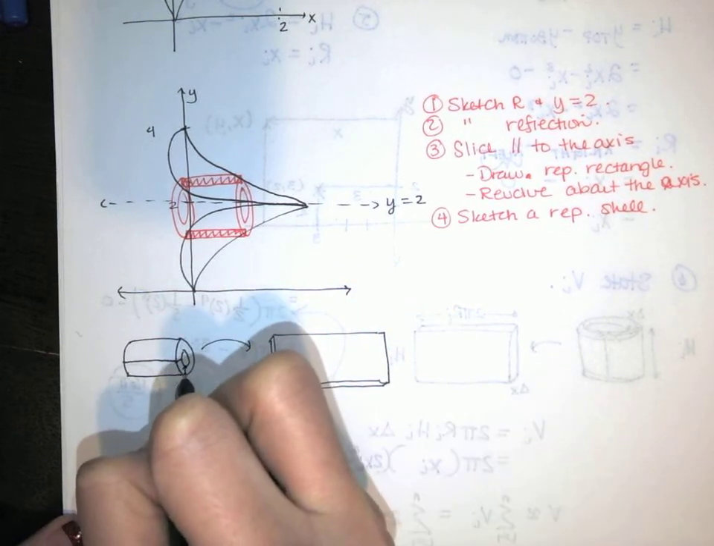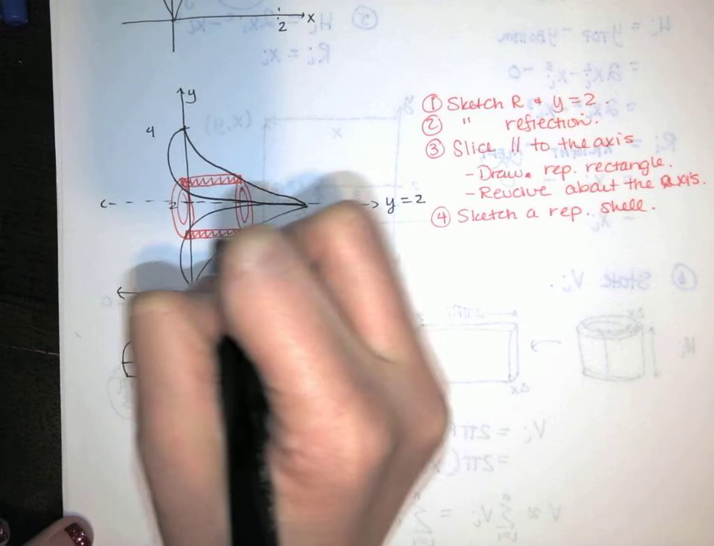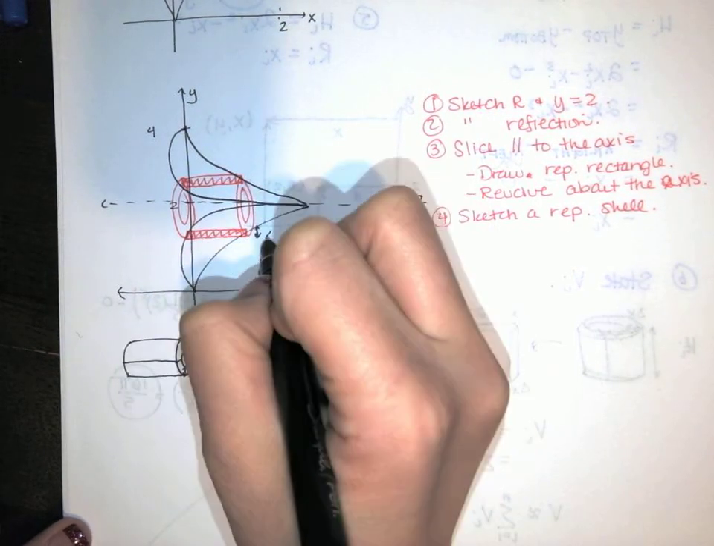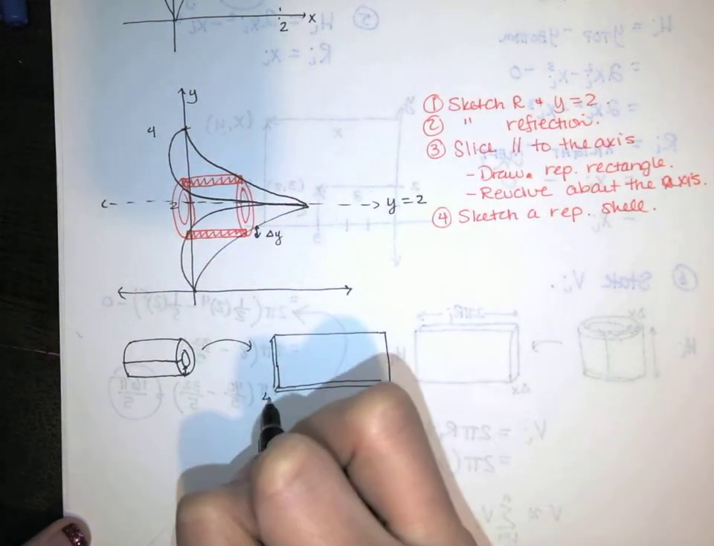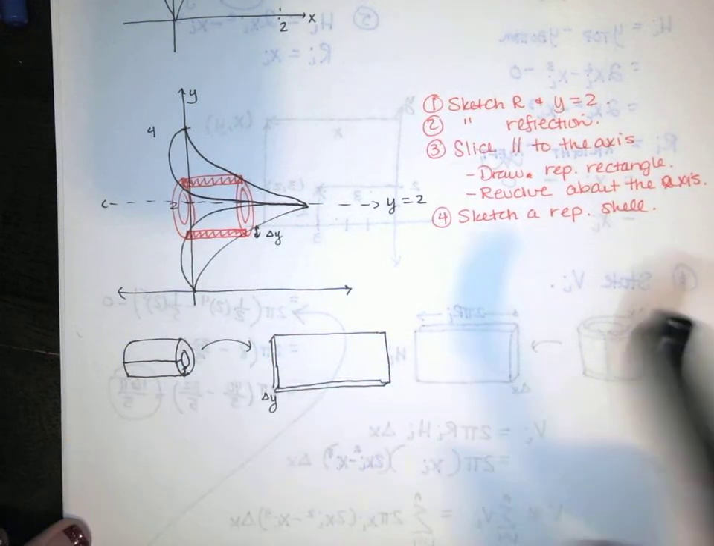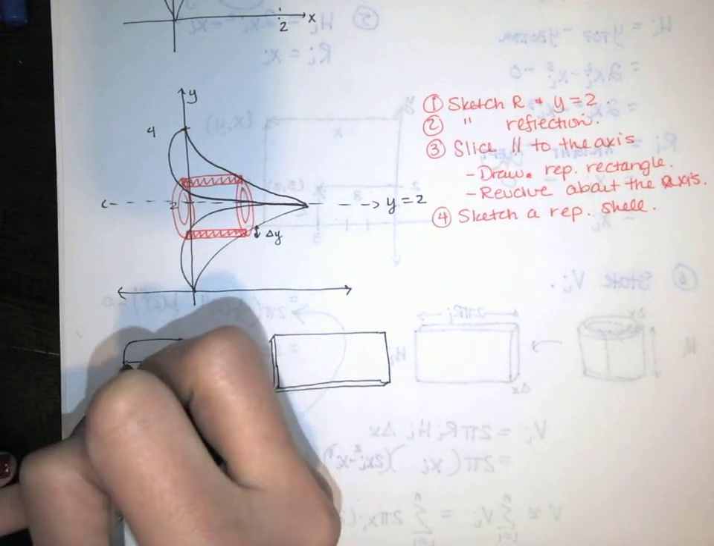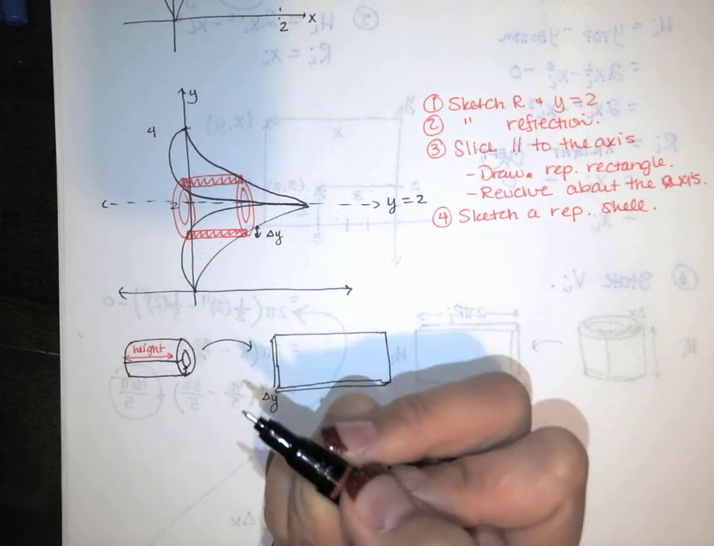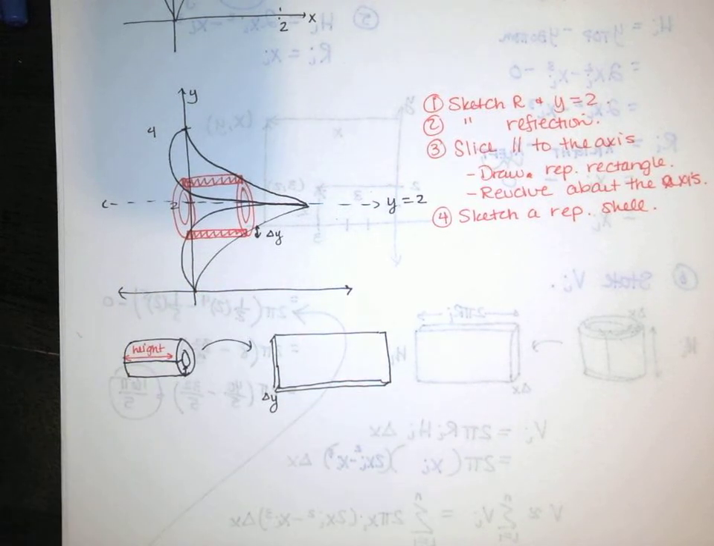Now this distance here, that's the width of my shell, is the width of that representative rectangle. The width of my rectangle is delta y, so everything's going to be in terms of y. And then my height, that's the height right here. I know it doesn't look like a height because it's left and right, but that's okay. That's the height of the shell.